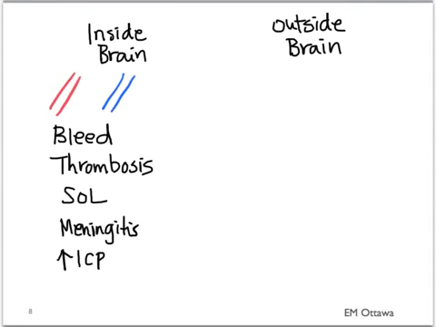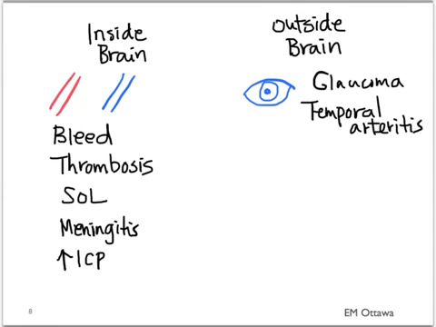Outside the brain, we must not miss acute angle closure glaucoma and temporal arteritis because it can affect vision. The last one that is a must not miss is carbon monoxide poisoning.